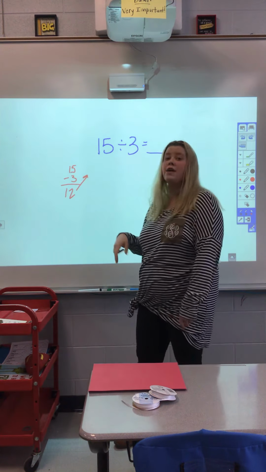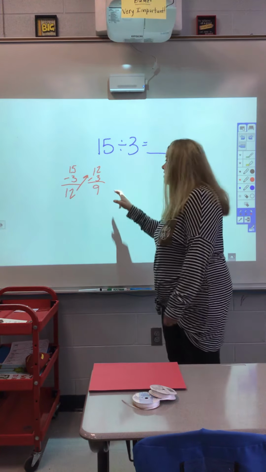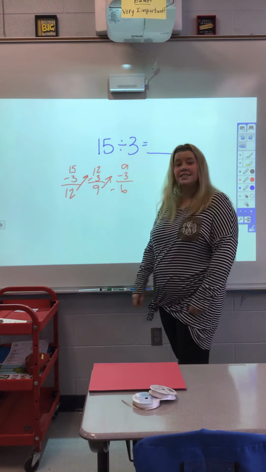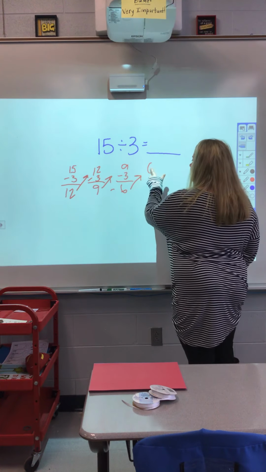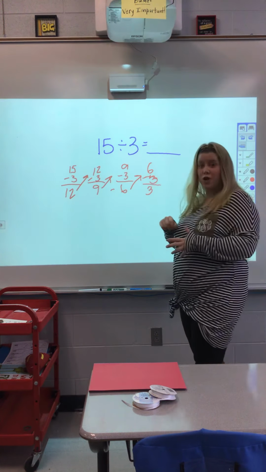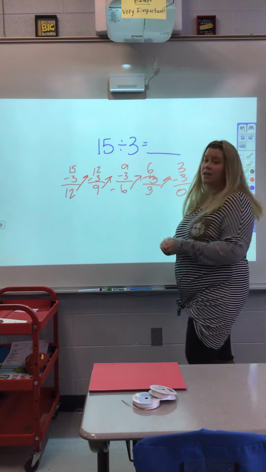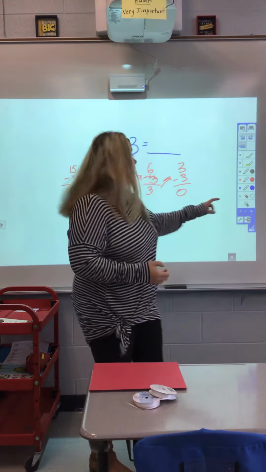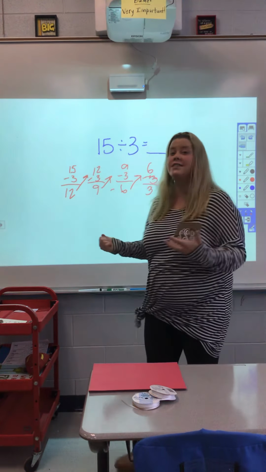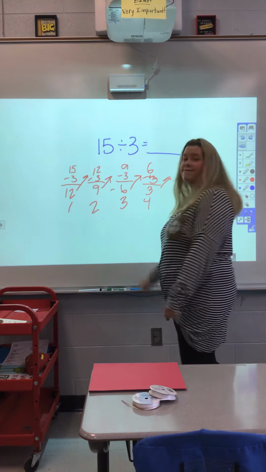Then I bring my 12 up. 12 minus 3 is 9. I'll bring my 9 up. 9 minus 3 is 6. Bring up my 6. 6 minus 3 is 3. Bring up my 3. 3 minus 3 is 0. Okay, so I kept subtracting until I got to 0. To figure out the answer, I just count how many subtraction sentences I have. 1, 2, 3, 4, 5.